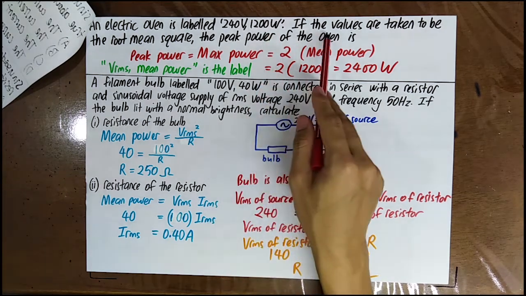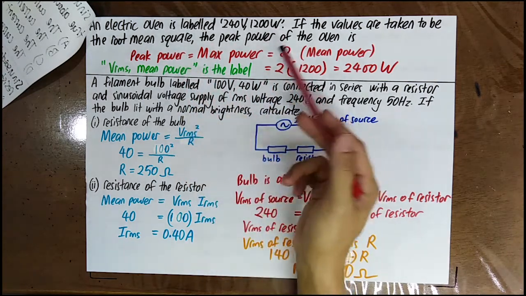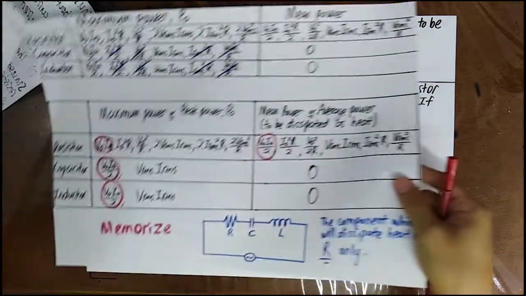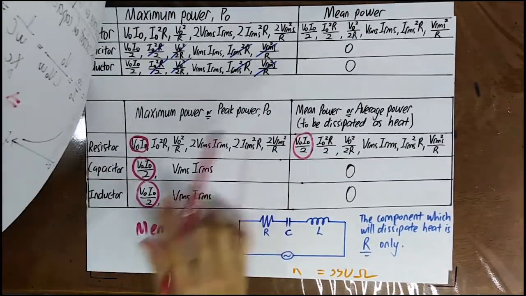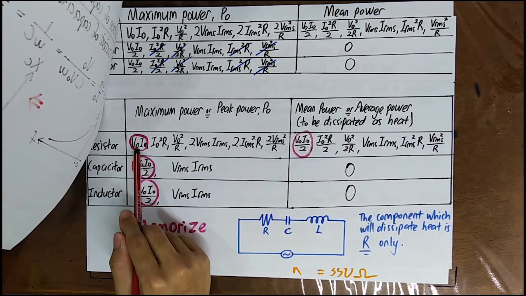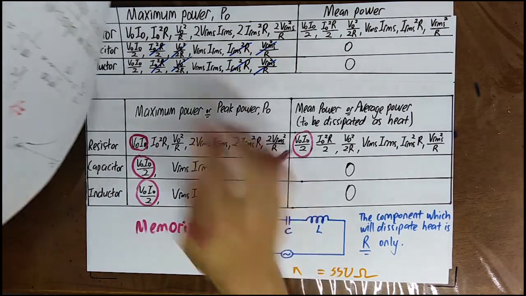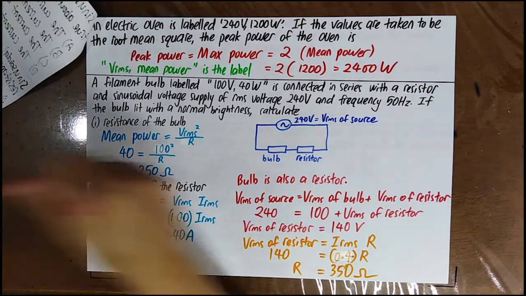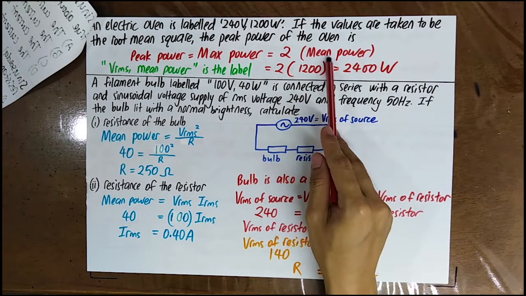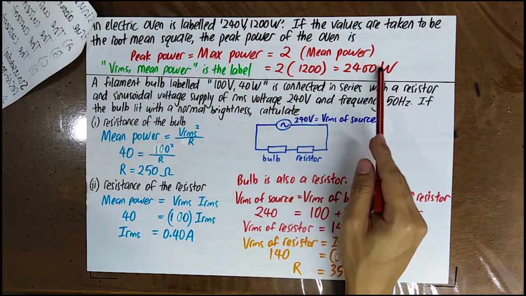Okay, so now the oven is a resistor. So you know that for the resistor, the peak power is twice the mean power. So maximum power equals mean power times 2. The mean power is 1200. That means that your peak power is 2400 watt.